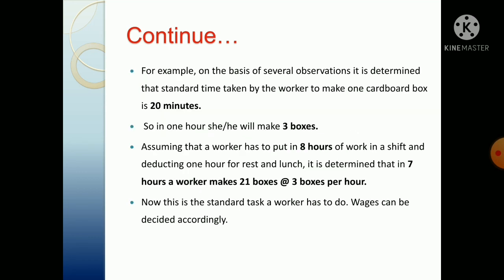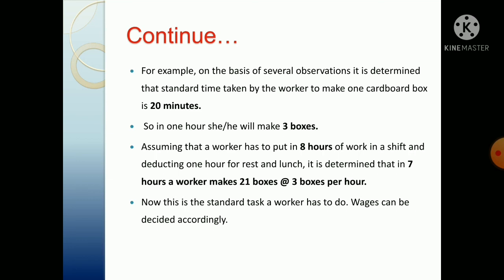For example, on the basis of several observations, it is determined that the standard time taken by the worker to make one cardboard box is 20 minutes. So in 1 hour, he or she can make 3 boxes. Assuming that the worker has to put in 8 hours, and 1 hour is for rest, the remaining is 8 minus 1, that is 7 hours. So in 7 hours the worker is making 21 boxes, by multiplying 3 per hour.